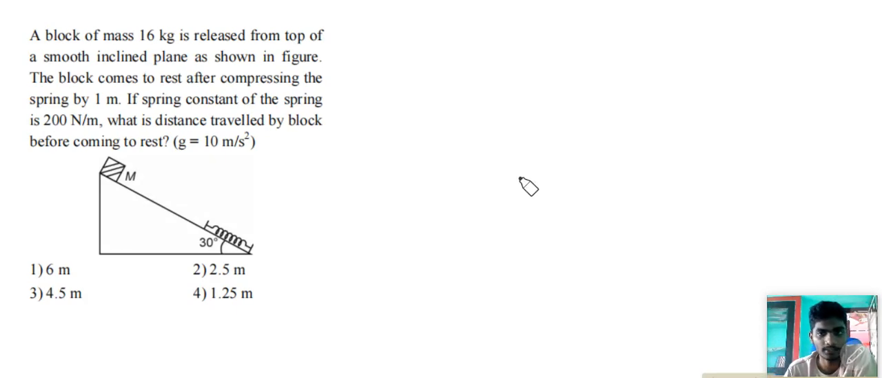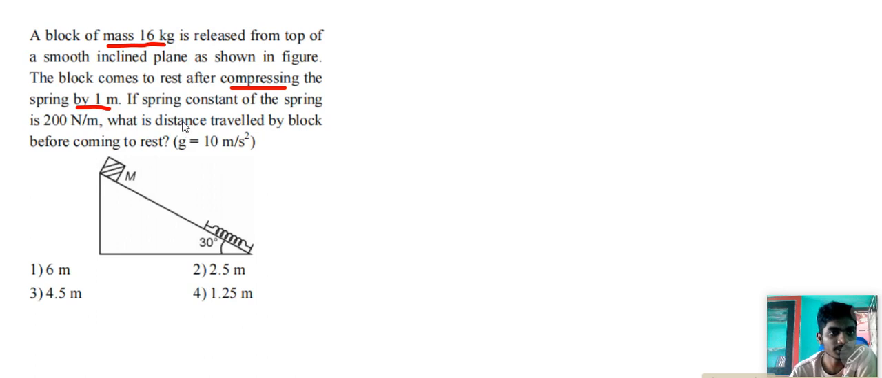Okay, let us see what the question given here is. A block of mass 16 kg is released from the top of a smooth inclined plane as shown in the figure. The block comes to rest after a compression of the spring by 1 meter. So there is a compression, that is x equal to 1 meter.